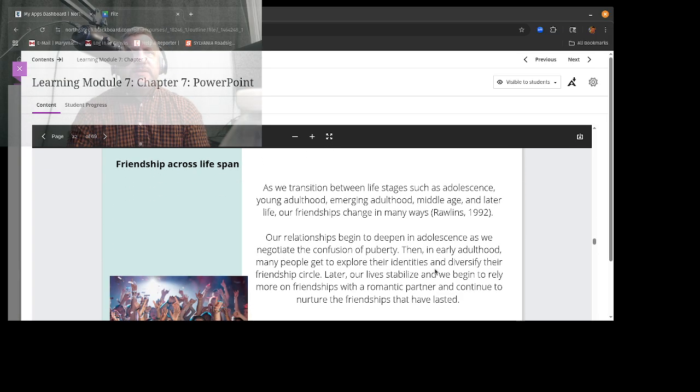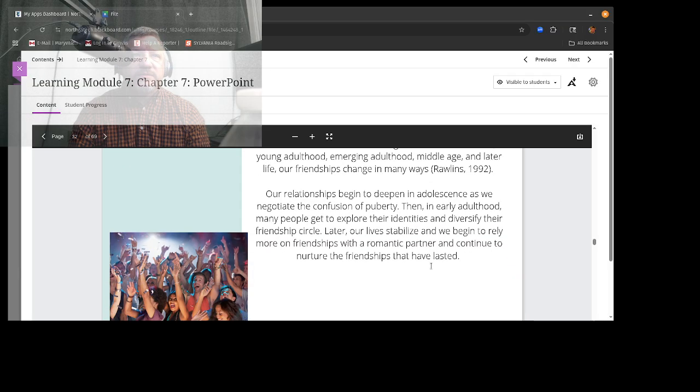As we transition between life stages like adolescence, young adulthood, emerging adulthood, middle age, and later in life, our friendships change in many ways. Our relations begin to deepen in adolescence as we negotiate the confusion of puberty. Then, in adulthood, many people get to explore their identities and diversify the friendship circle even greater.